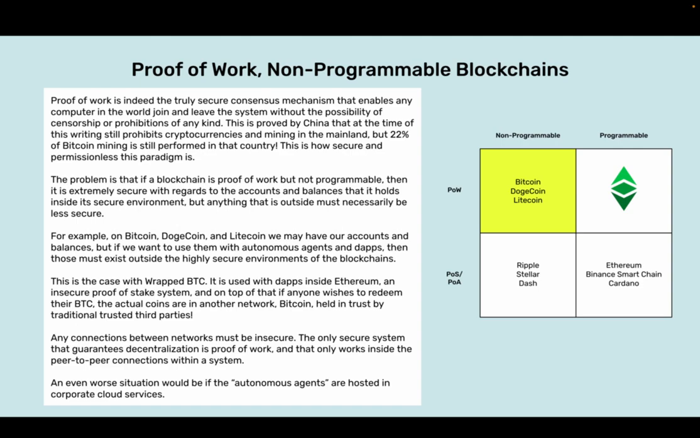It is used with dApps inside Ethereum, an insecure proof-of-stake system, and on top of that, if anyone wishes to redeem their BTC, the actual coins are in another network, Bitcoin, held in trust by traditional trusted third parties. Any connections between networks must be insecure. The only secure system that guarantees decentralization is proof of work, and that only works inside the peer-to-peer connections within a system. An even worse situation would be if the autonomous agents are hosted in corporate cloud services.